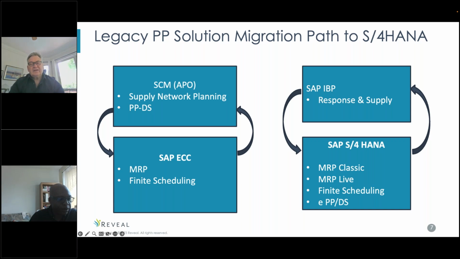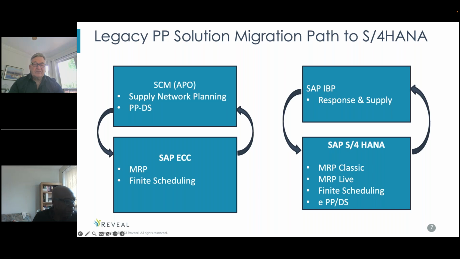Right, yeah. So in the APO SCM world, we had a whole bunch of products. One of them was supply network planning. Another one was PPDS. And this was a separate system to your ECC environment. So what would happen is that you would have some data in ECC and some data in PPDS, and you'd have this thing called the core interface that moved data between the two platforms.